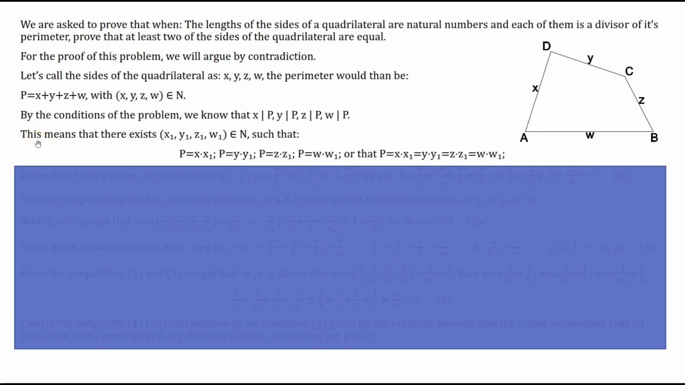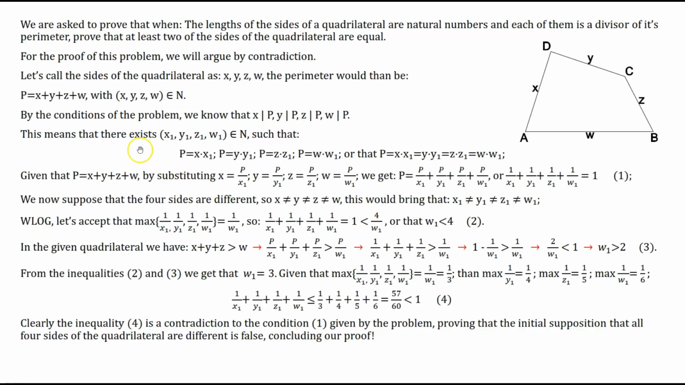This means that there exist x1, y1, z1, and omega1 from the set of natural numbers such that P divided by x is equal to x1, or that P is equal to x times x1, and also P is equal to y times y1, P is equal to z times z1, P is equal to omega times omega1, and these products are equal among themselves.